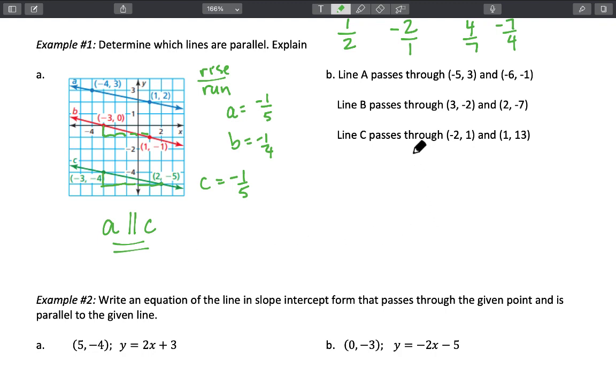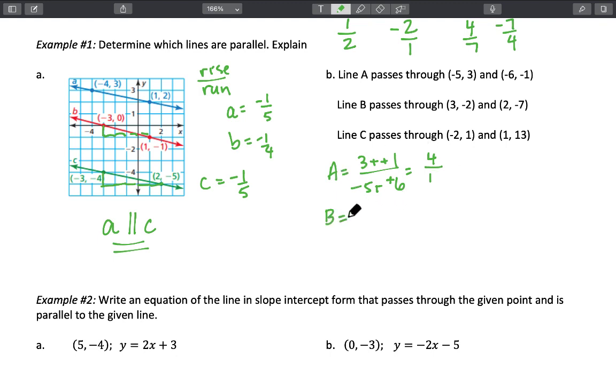All right, let's try example B. Now we have a line that passes through -5, 3 and -6, -1. We need to use our slope formula. So let's talk about line A as the slope of 3 minus -1 over -5 minus -6. All right, and this is going to give us 4 over a positive 1. So my slope of line A is 4.